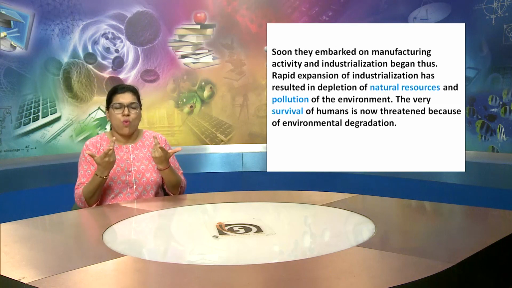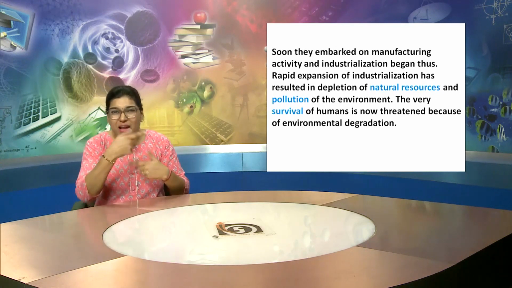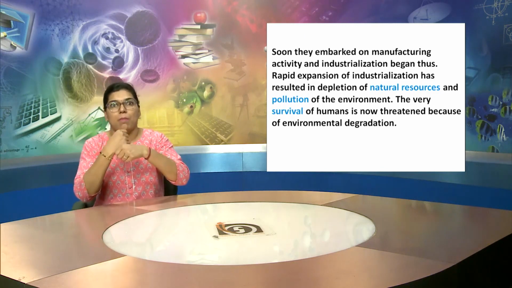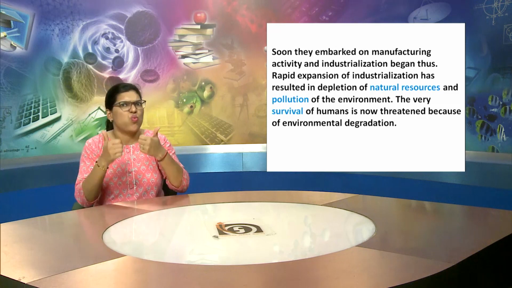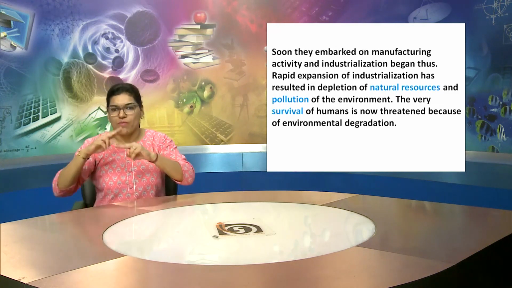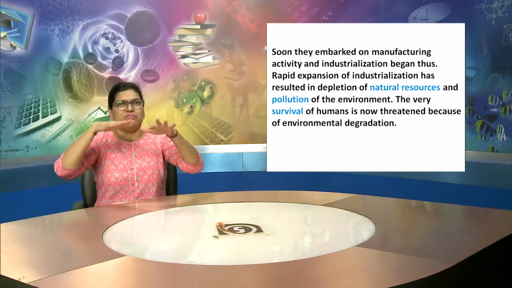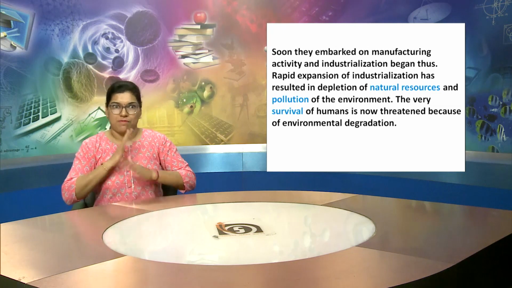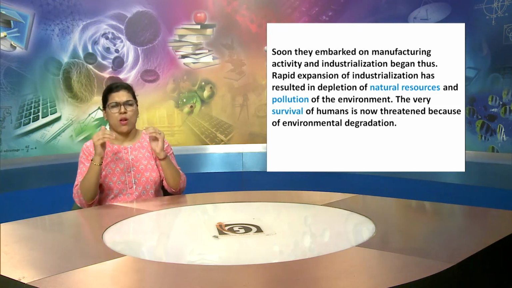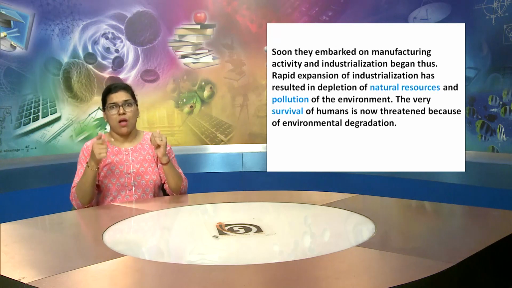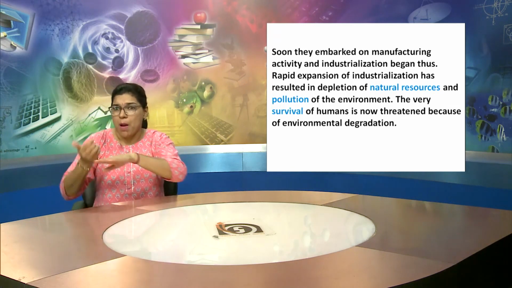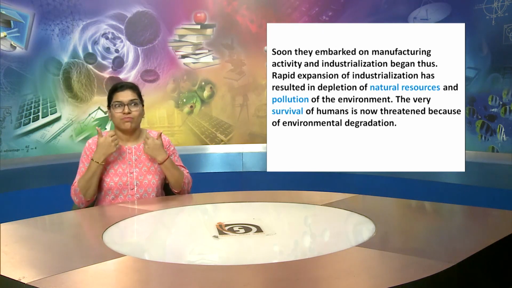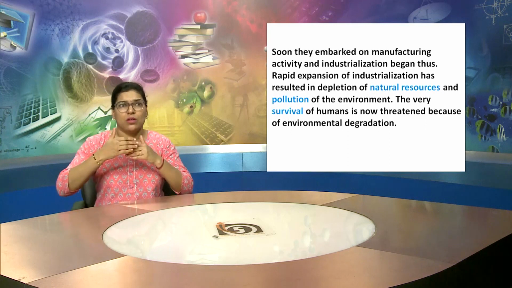Because all those metal ores were taken out from those mines, and they used to be at some places for the making of different items. So that is why industrialization started. And with the rapid expansion of industrialization, it resulted in the depletion of natural resources and also the pollution of the environment.